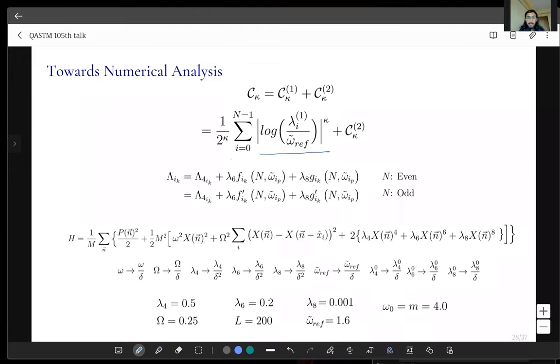So now the task is to find the eigenvalues of this big n cross n matrix. So we split the eigenvalues into two parts. If you take n to be even and n to be odd, the eigenvalues have different patterns. So we have split them into even and odd cases. So this comes from the phi 4, this comes from the phi 6, and this comes from the phi 8. So now this is our good old Hamiltonian. So that the theory scales uniformly, all the coefficients have been scaled using this, and we have taken the values of lambda.